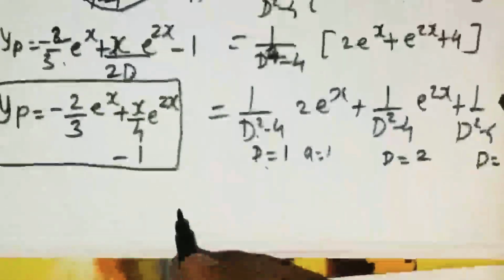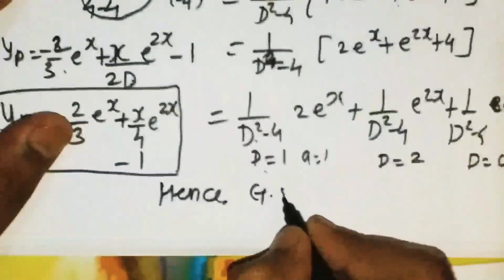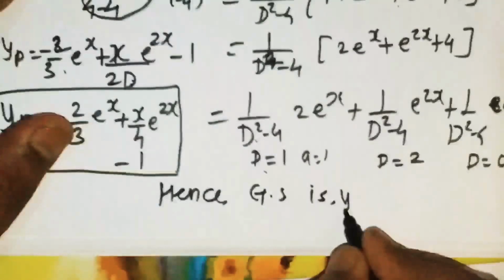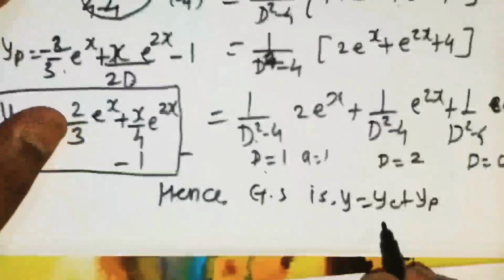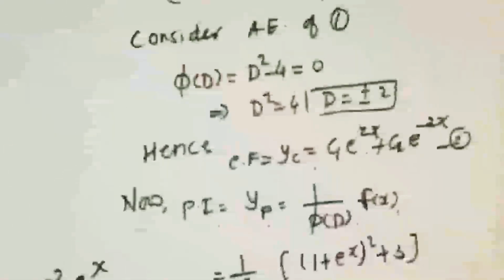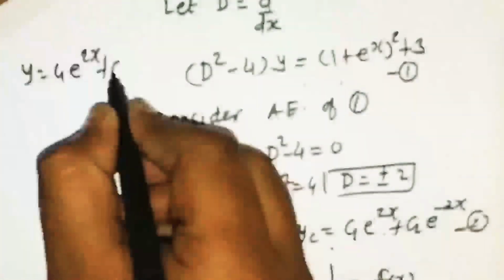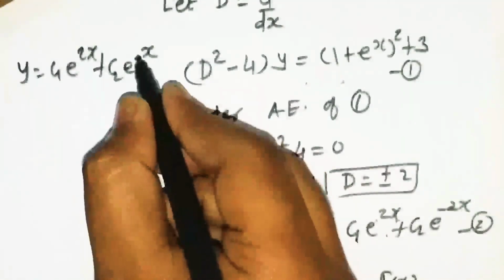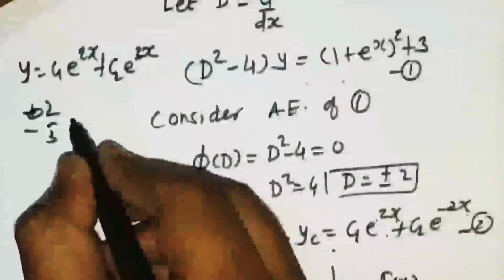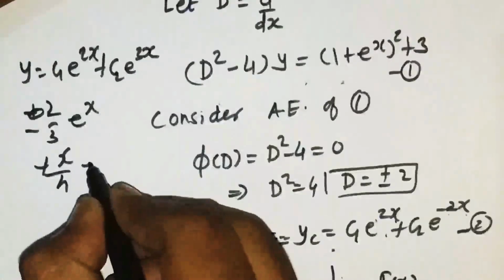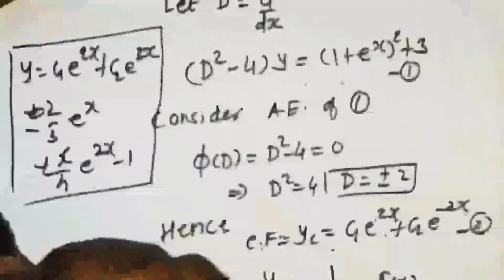Now we have with us both the particular integral and the complementary function, hence the general solution is y equal to yc plus yp. Now just put yc and yp here and you'll get your required general solution. So that will be y equal to c1 e raised to 2x plus c2 e raised to minus 2x, plus yp, which is minus 2 by 3 e raised to x plus x by 4 e raised to 2x minus 1. So this is the final solution of the given differential equation.